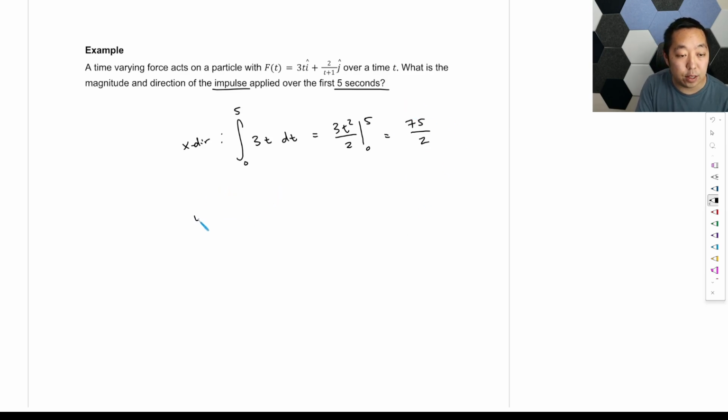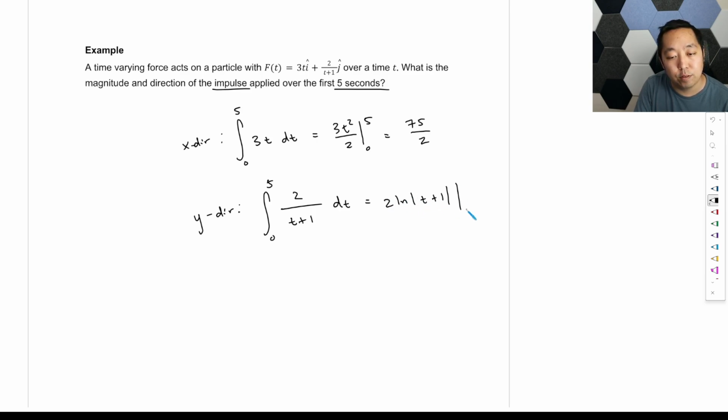Then in the y direction, we've got to integrate that. We're going to integrate from 0 to 5 of 2 over t plus 1 dt. This is the y direction. So this is going to be 2 natural log, absolute value of t plus 1, from 0 to 5. So that'd be 2 ln of 6 minus 2 ln of 1 when I plug in 0. ln of 1 is 0. All right, so the x component is going to be 75 over 2, and the y component is going to be 2 ln of 6.